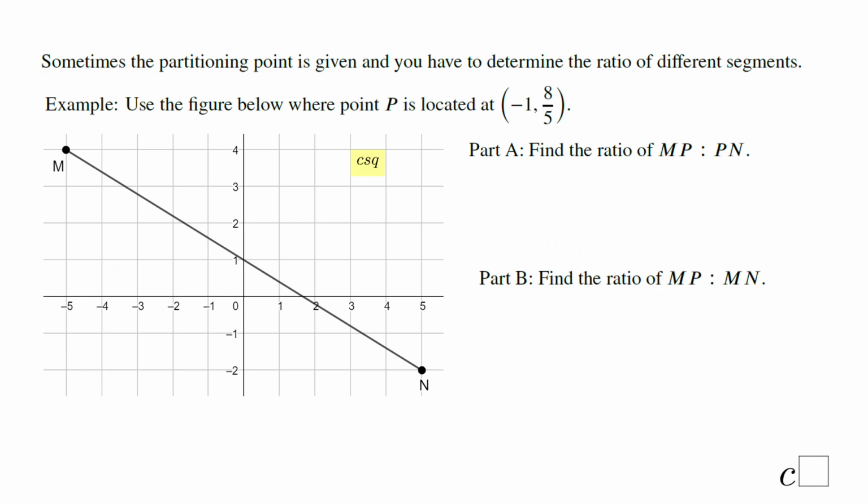So on this next thing, I said sometimes the partition is given to you and you have to determine the ratio of different segments. So use the figure below where point P, in fact, is located at negative 1 and 8/5. So let's see what that point is, negative 1 and 8/5. So that's good. That negative 1 really help us. It's right here. Okay, that is point P. Okay, and we need to find the ratio of MP by Pn.